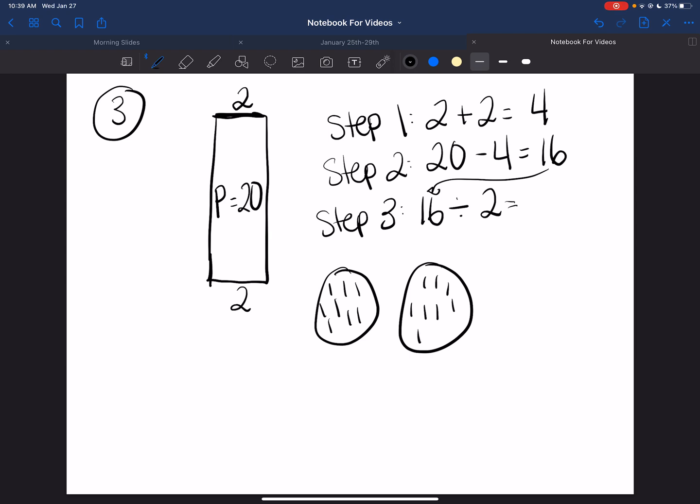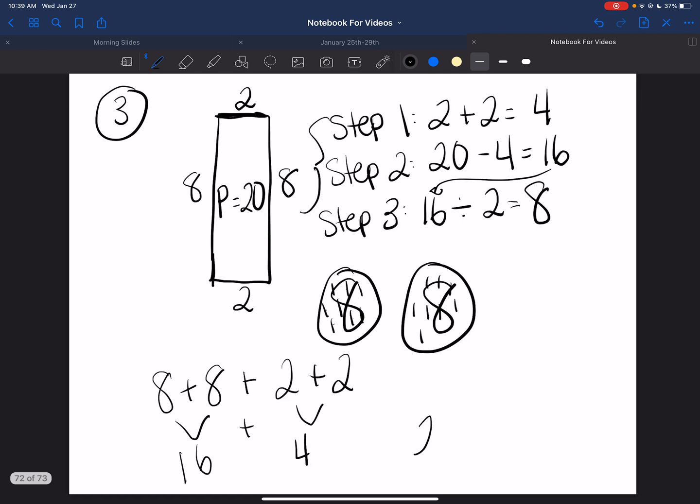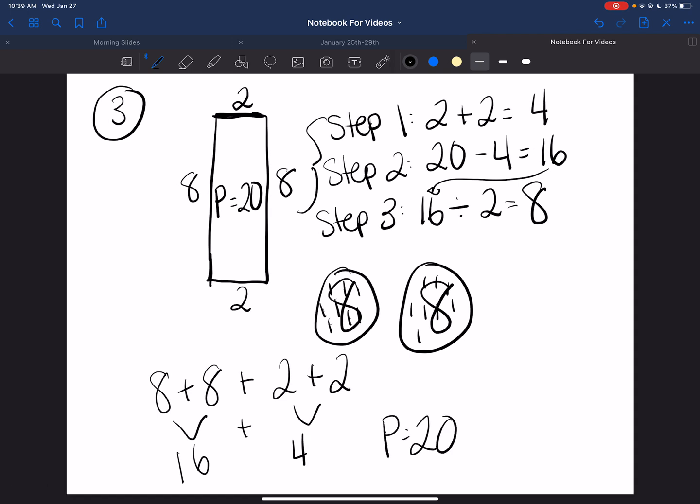Count how many's in each group. 1, 2, 3, 4, 5, 6, 7, 8, and 8. So each side of this rectangle must be 8. 3 steps. I'm going to check my work and add my answers back together just to make sure I get 20. 8 plus 8 is 16. Plus 2 is 4. 16 plus 4 is 20.